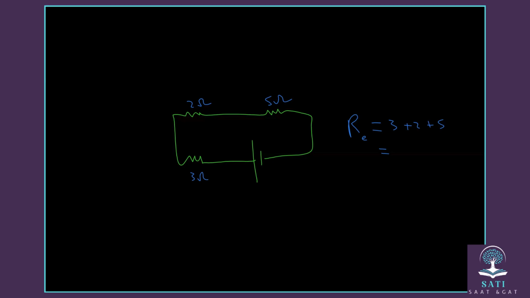If the connection is in series, to find the equivalent resistance, you just add each resistance with the other ones. So it's going to be 10 ohm. 10 ohm is the total resistance. Okay, if the voltage here equals 30 volt, what will be the current that is passing through the circuit?